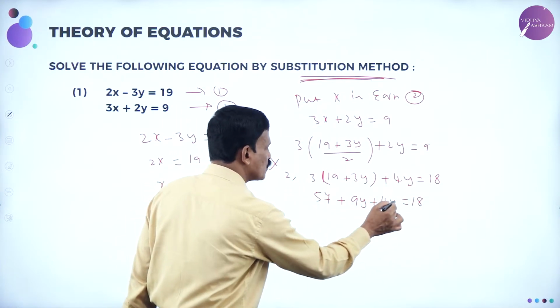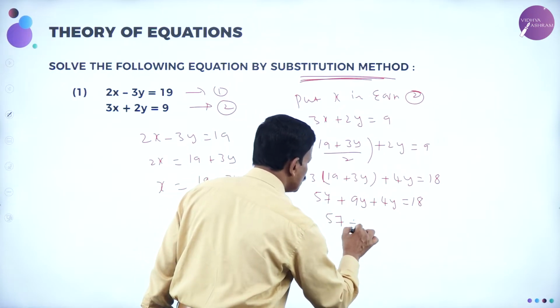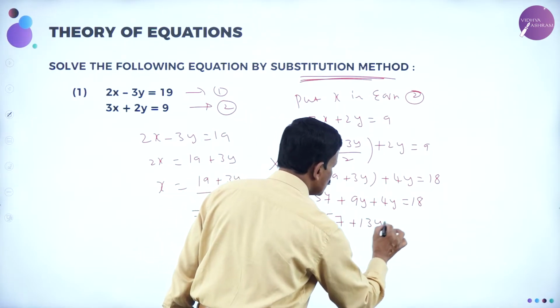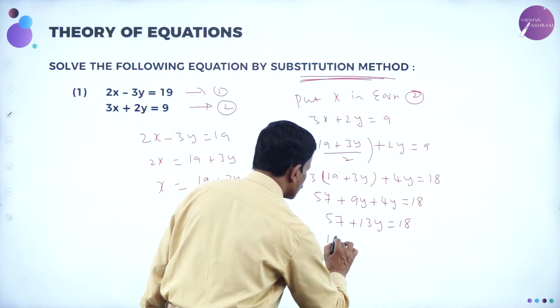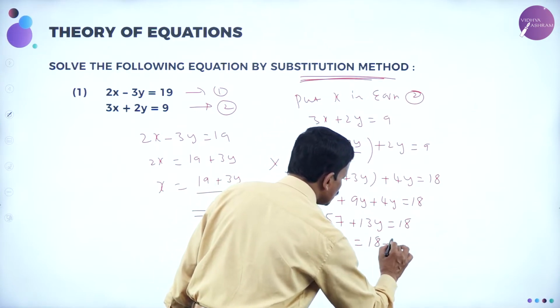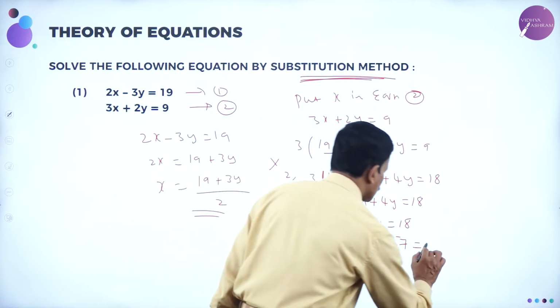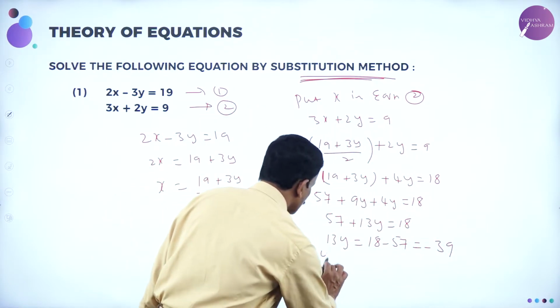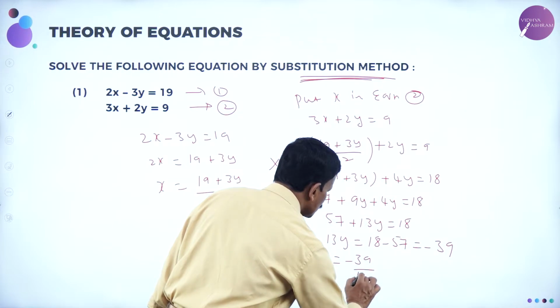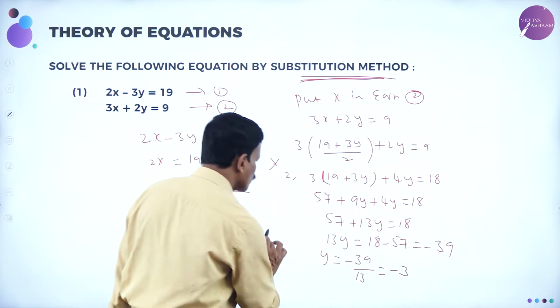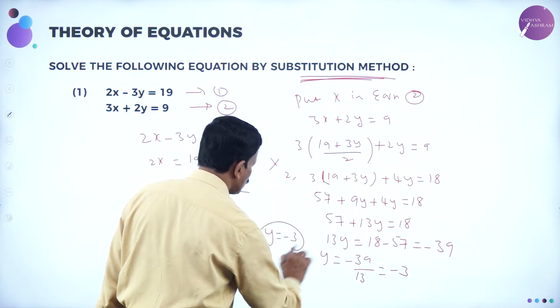57 plus 9y plus 4y. So this is 57; 9 plus 4 is 13y is equal to 18, or 13y is equal to 18 minus 57. 18 minus 57 is minus 39. So therefore y is equal to minus 39 by 13, that's equal to minus 3. The value of y is equal to minus 3.